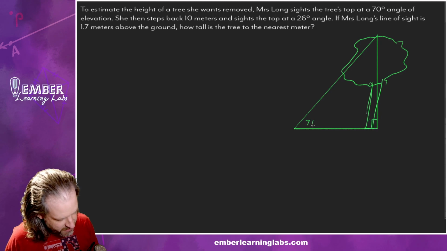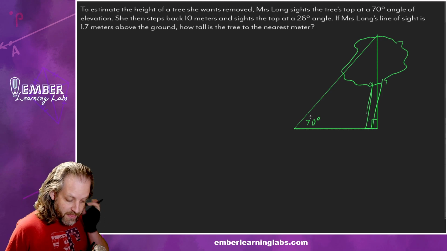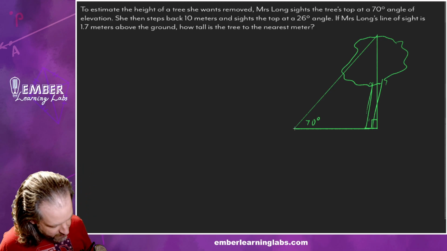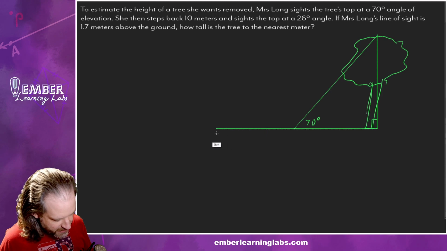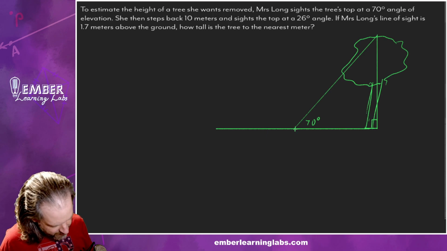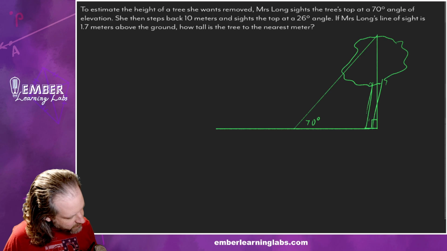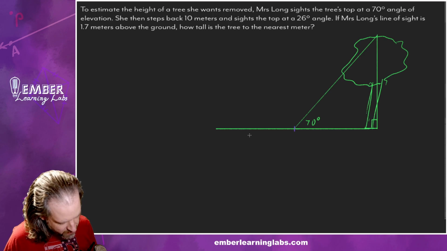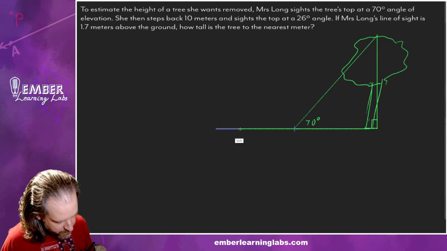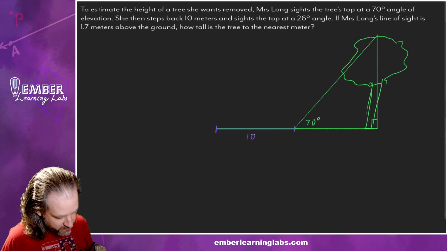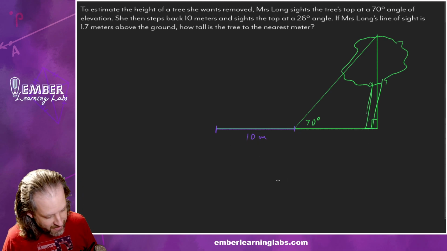So 70 degrees. Then she steps back 10 meters. So she was here and she goes back 10 meters. So this distance, let's do a different color for clarity's sake. So from here to here is 10 meters. So this distance is 10 meters, right?